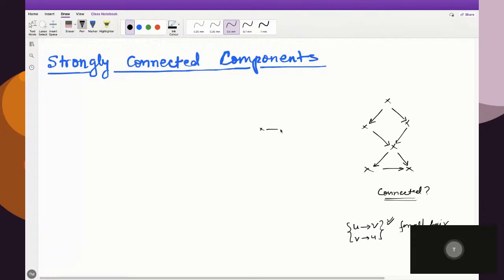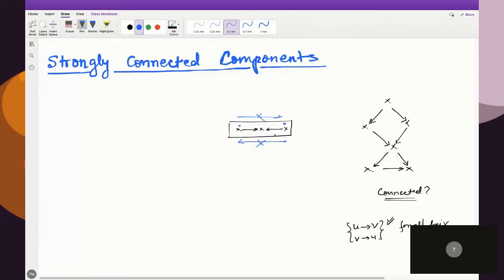But what happens in this graph? This is a graph. Does it feel connected? If the edges were undirected, then it would feel like this is connected. But clearly, between these two vertices, neither is there a path from here to here, nor from here to here. So if you try to call that a connected component, how would you define it? To me, this would be a poor definition for defining a connected component.